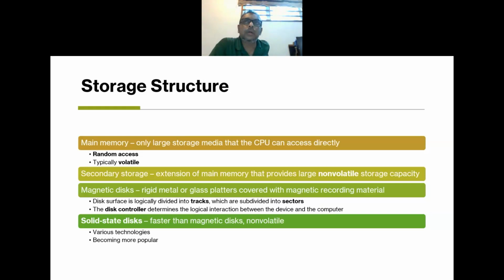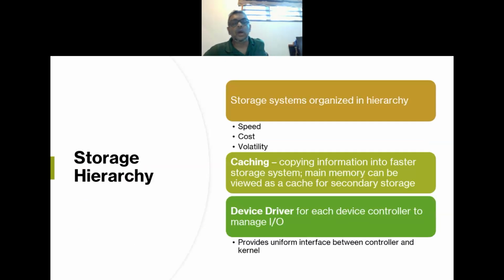So there is a main memory. When I talk about main memory, it means your RAM. Secondary storage means your hard disk. That's why we say a hard disk is non-volatile, because your contents disappear once you turn off your PC. A magnetic disk is a type of storage device, and an SSD is also a storage device and it's non-volatile as well.